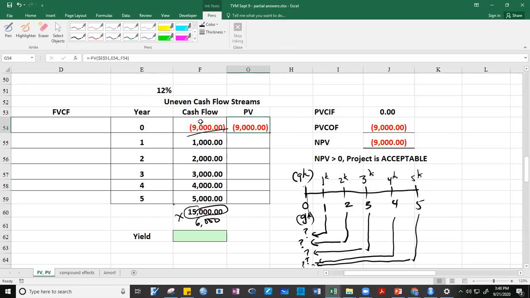So tama nga, no? Yung present value ng 9,000 should be 9,000. So I can copy the formula down. Yan. So yung 1,000 after 1 year is equivalent to 892.86 now. So ito na yung mga present values nila.